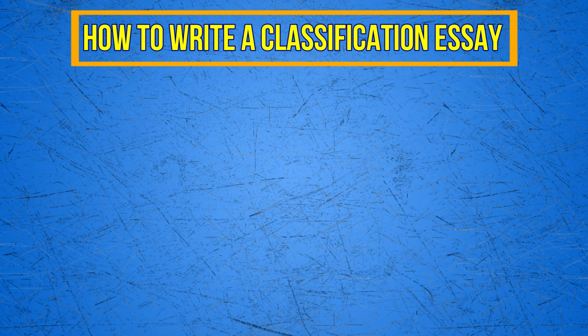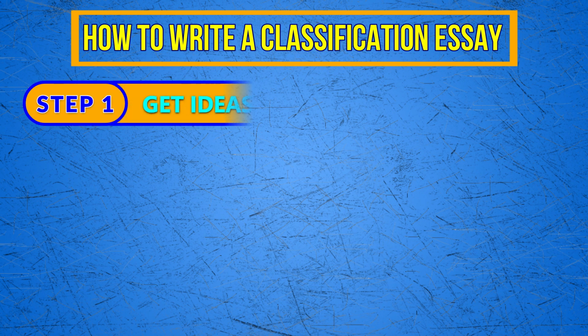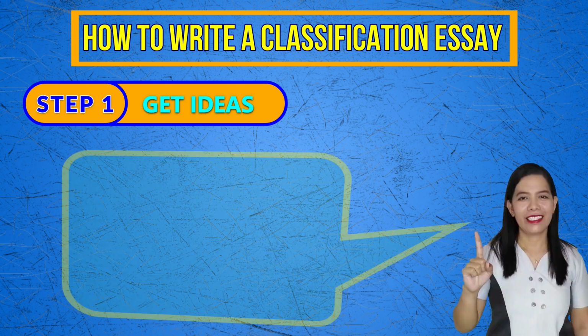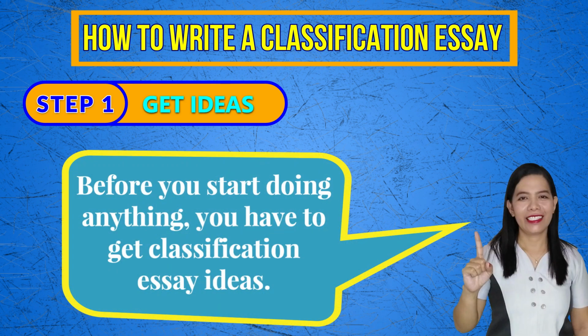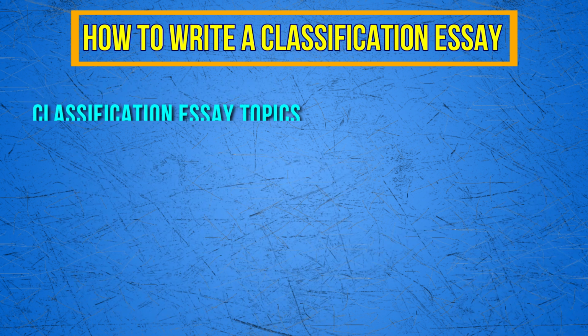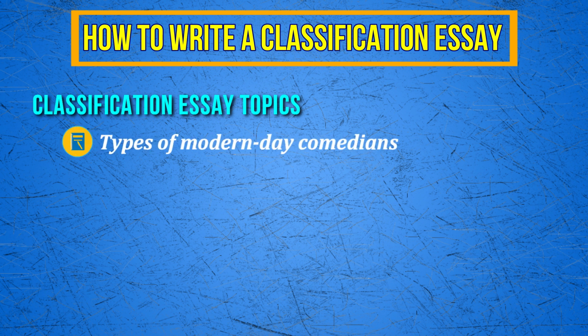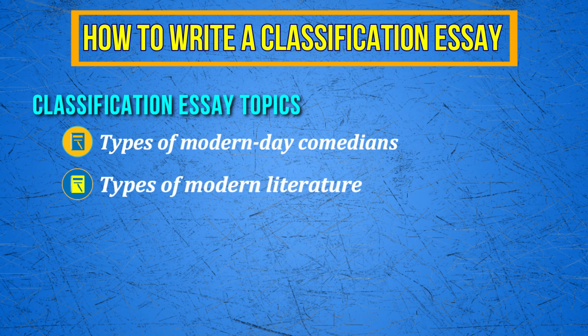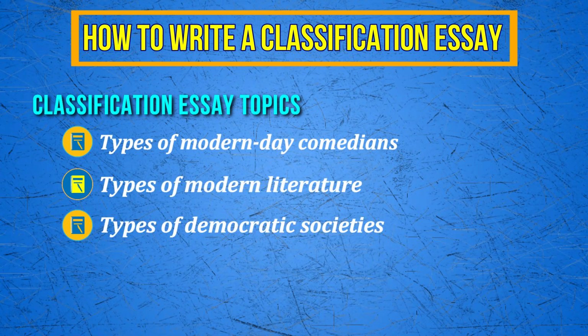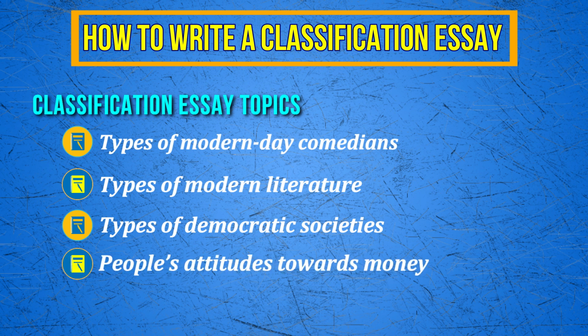How to write a classification essay. Step 1. Get ideas. Before you start doing anything, you have to get classification essay ideas. Here are a few classification essay topics to serve as examples. Types of modern-day comedians. Types of modern literature. Types of democratic societies. People's attitudes towards money.